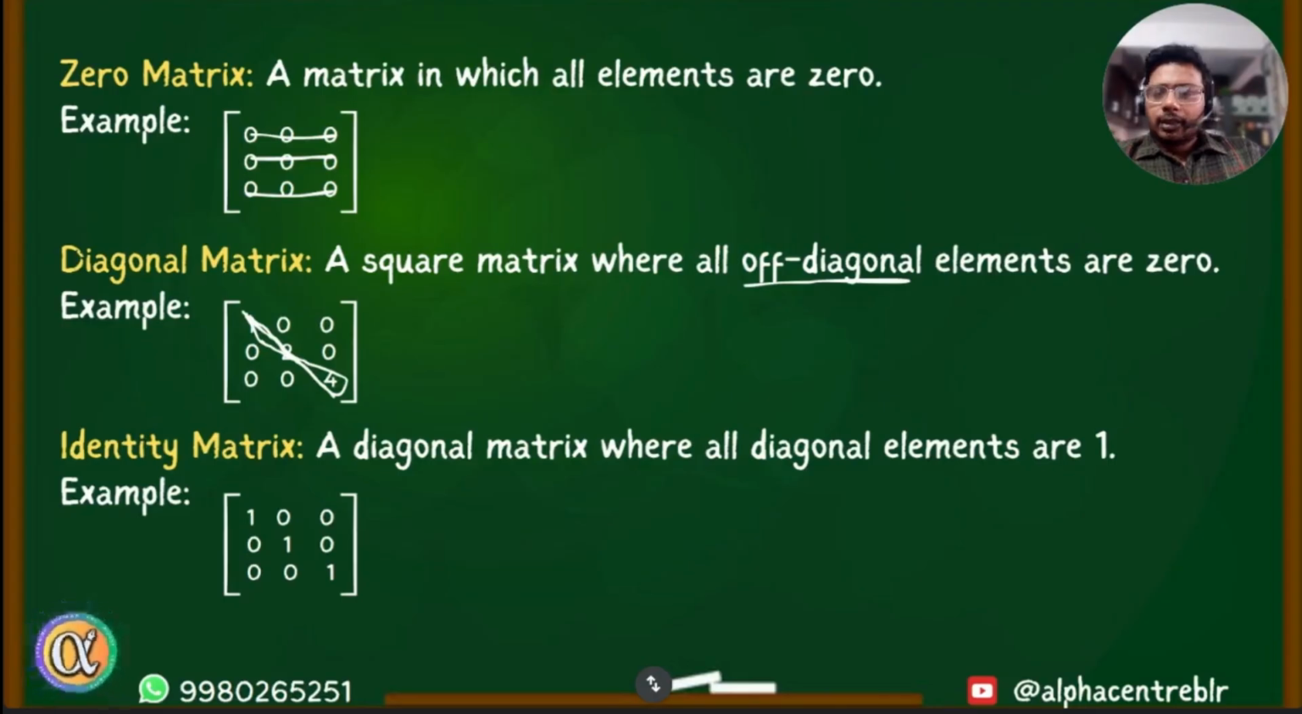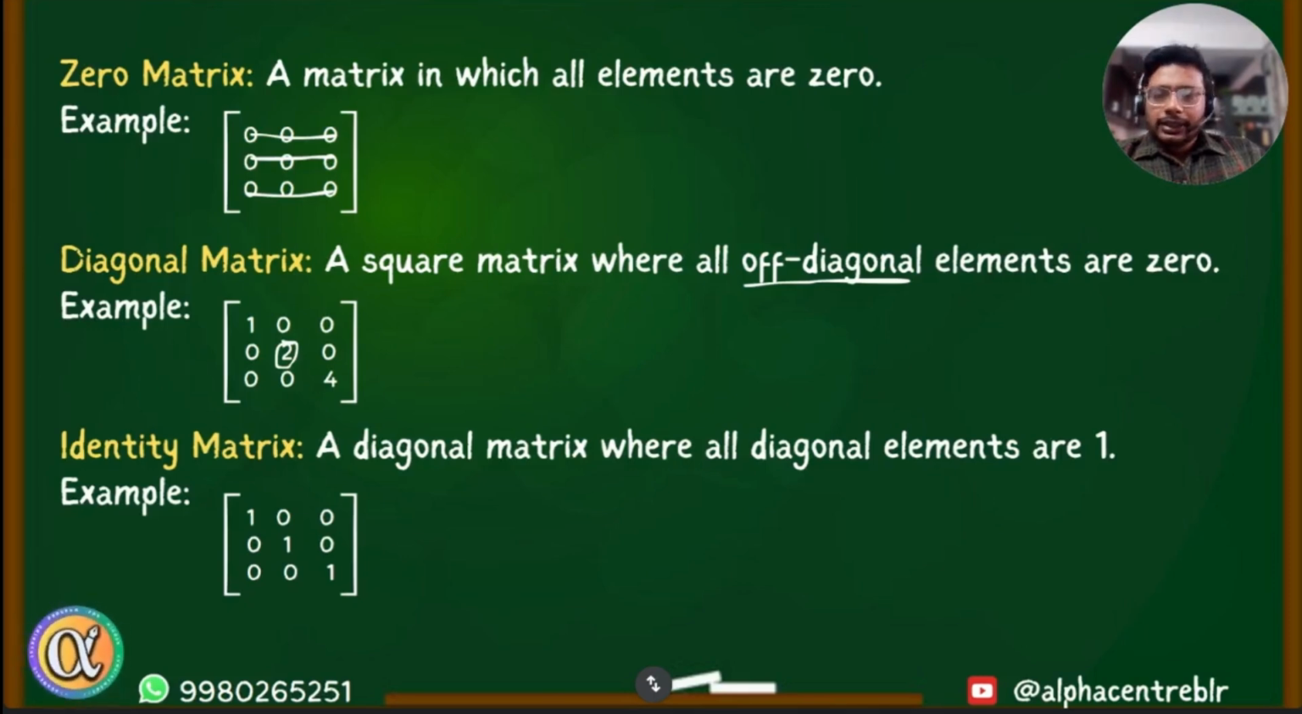Okay. What if some of the elements are also 0 in the diagonal matrix, like instead of 1, 2, and 4, if it was 1, 0, and 4? Even that is a diagonal matrix. That also is a diagonal matrix. There is no restriction on the diagonal elements. The restriction is only on the non-diagonal, off-diagonal elements. Clear? Okay.